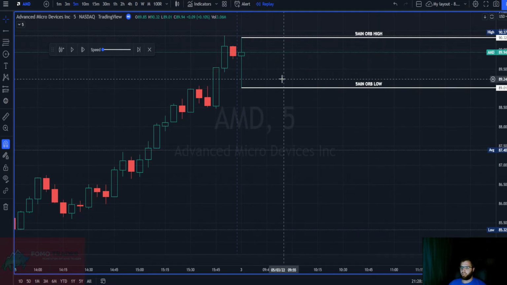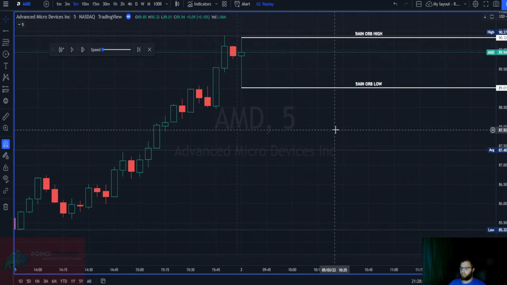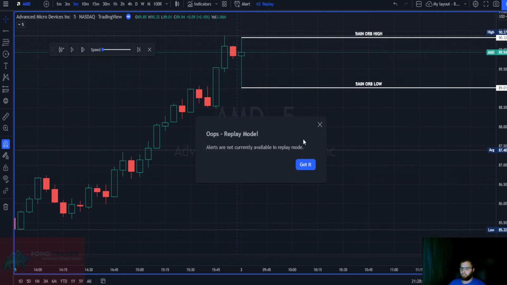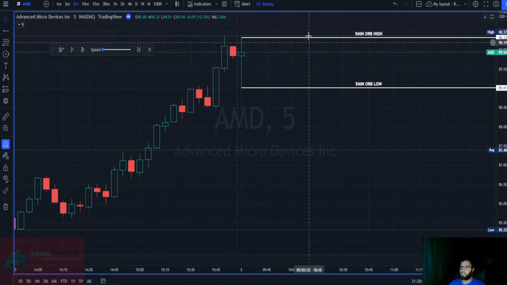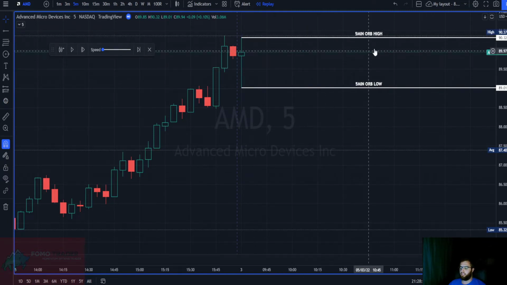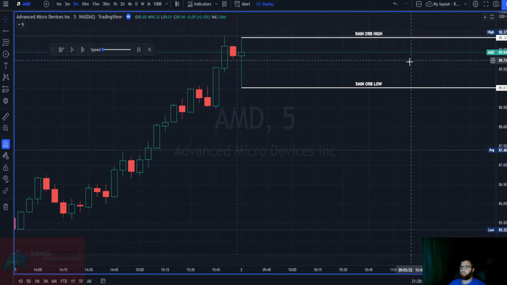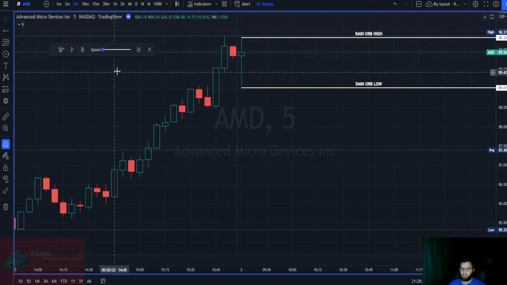So what we're going to do here is set an alert for these 2 levels. So this is how I would play this. I would typically set an alert for the price above 90.32 and a second alert for price below 89.01. But it won't let me do it in replay mode.